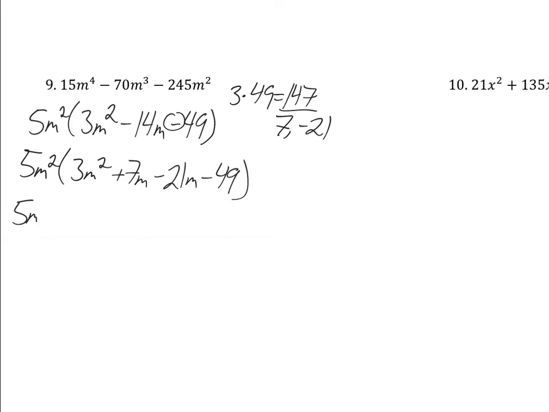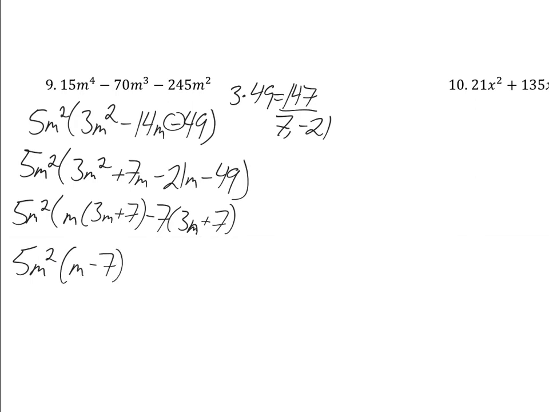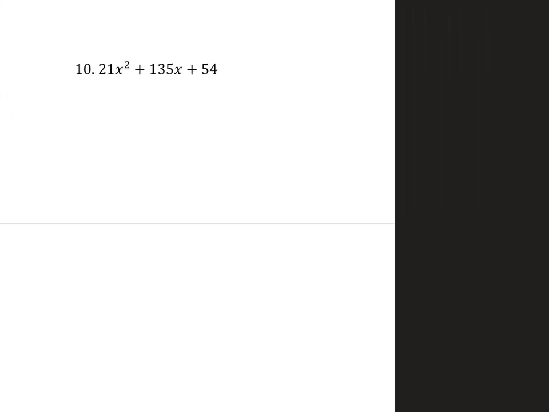So we have 5m squared, parenthesis. I can pull out an m here, so that gives me 3m plus 7. And then for the second part, I can pull out a 7, or a negative 7, so that's going to give me m plus 7. So my final answer will be 5m squared, m minus 7, 3m plus 7. All right, go ahead and try out the next one.